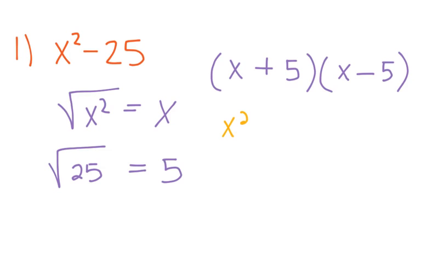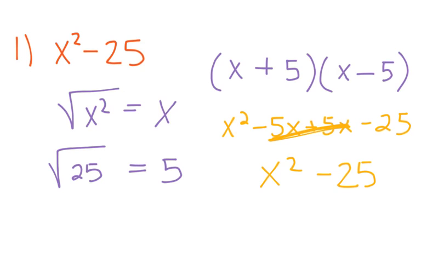So I would end up with x squared first, outer, inner, last. And when we do that, as we can see, these middle terms cancel each other out. One's a positive 5 and one's a negative 5. So my answer, when I multiply it, becomes x squared minus 25, which is exactly what we want it to be. So again, we're focusing on our square roots and making sure we remember to put opposite signs.